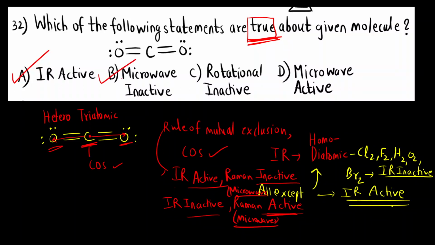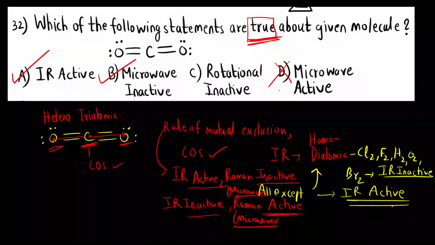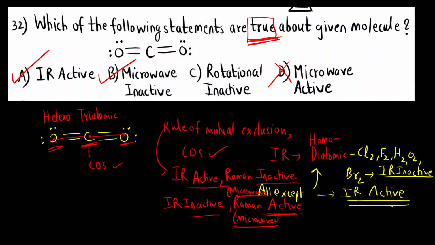IR active, microwave inactive. If you have left the question at option A and B, then your answer is going to be wrong, because it is very important to check all the options. See, if it is microwave inactive, the last option is incorrect. It cannot be both active and inactive.